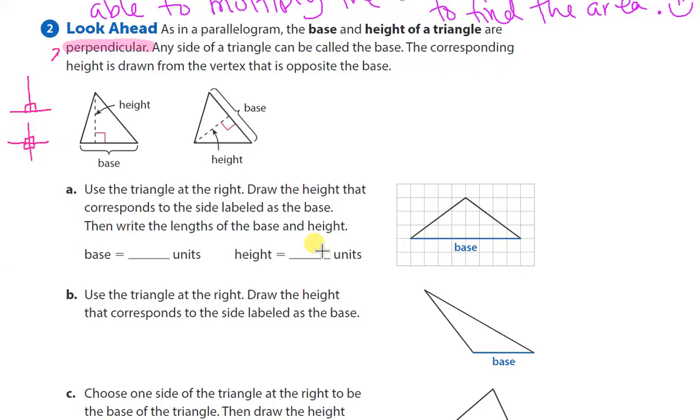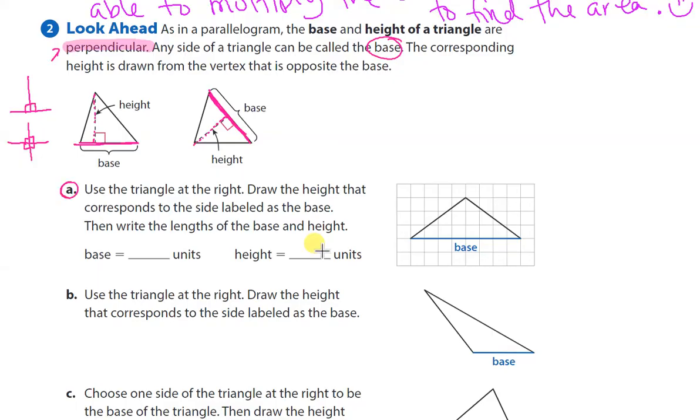Any side of the triangle could be a base as long as you make the height perpendicular to that base. The corresponding height is drawn from the vertex at the opposite of the base. Okay, so in this one, they decide this is the base, so the height must be perpendicular to it. In this one, they decided to use this side as the base, so they just have to make sure the height is perpendicular to it.